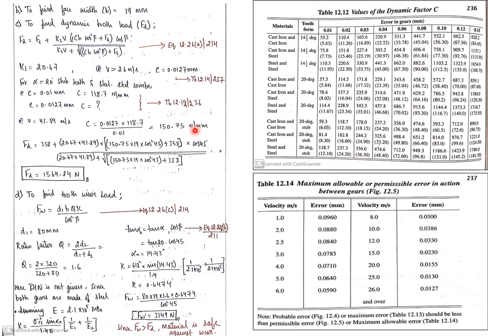So this is the answer. Just substitute the value of V, the value of C, and B, beta, and you will get the dynamic tooth load. Very simple. Now next is to find the wear load. This is the formula which we will be using from page number 214, the wear load, where D1 is considered. This is a very important step here.